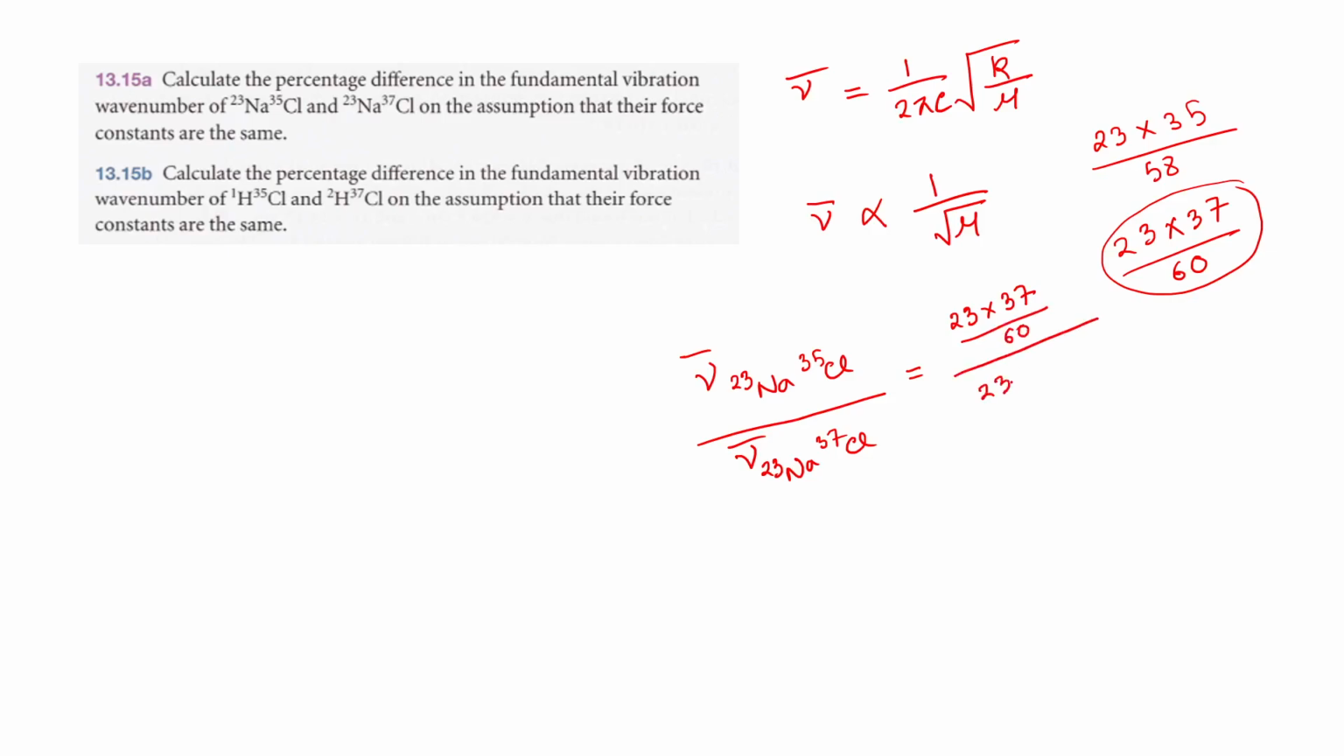Then it is 23 into 35 divided by 58. 23 is gone. It is something like 37 by 30 into 29 divided by 35. Something like this will come, and it is going to be under a square root.